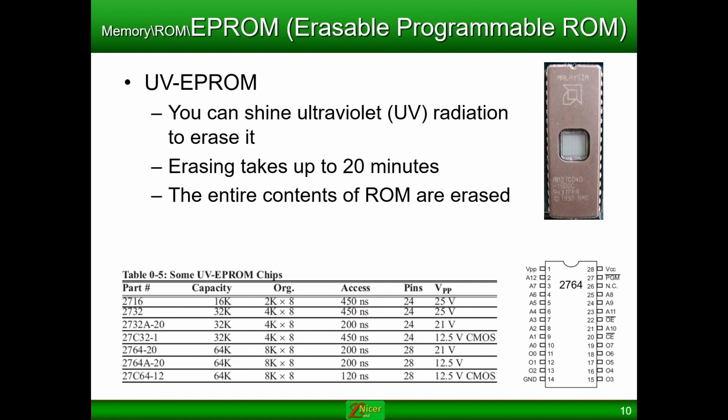The EPROM is erased with ultraviolet light. If we shine ultraviolet radiation on it, we can erase the data from it. So it's not one-time. If we embed a code into it, we can use UV radiation to erase it, and then it can be rewritten again. The erasing takes up to 20 minutes, and the entire contents of the ROM are erased. Here we have different ROMs: the 2716 has a capacity of 16K, organization 2K by 8, 250 nanosecond access time, 24 pins. The voltage required to run is 25 volts.